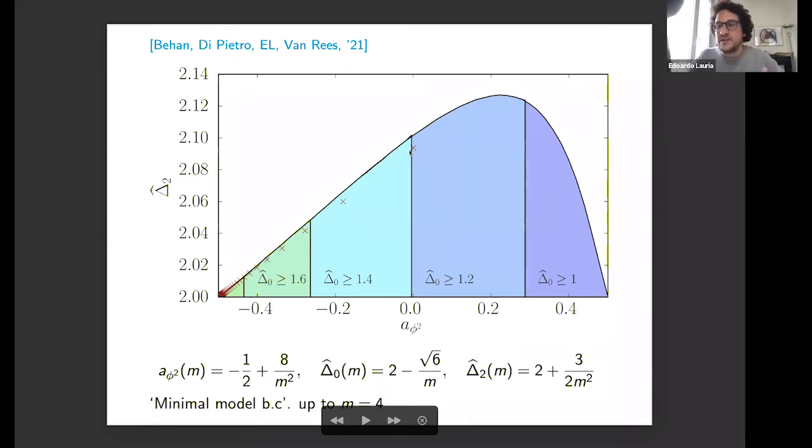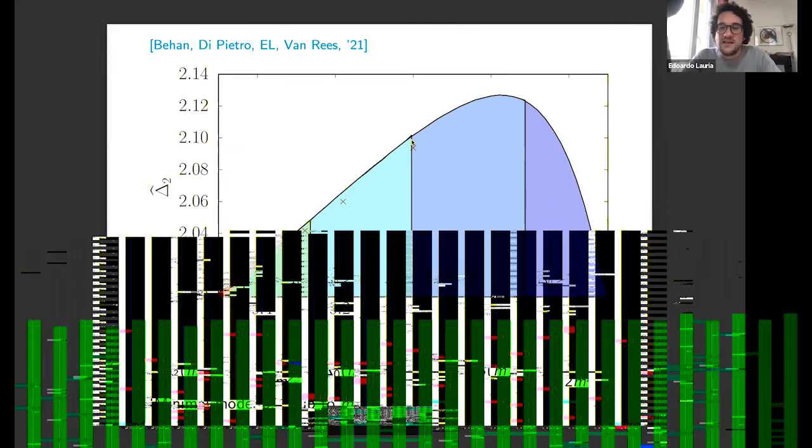Although we don't expect, of course, the perturbative prediction to be valid, because we are extrapolating a large M expansion down to M equals 4. But it's still remarkable that this feature of the plot, this kink, is aligned with the position of this prediction. It doesn't have to be true.